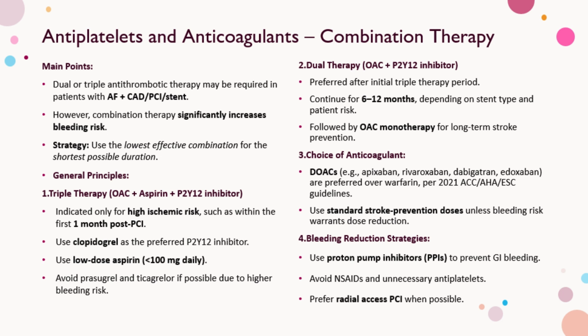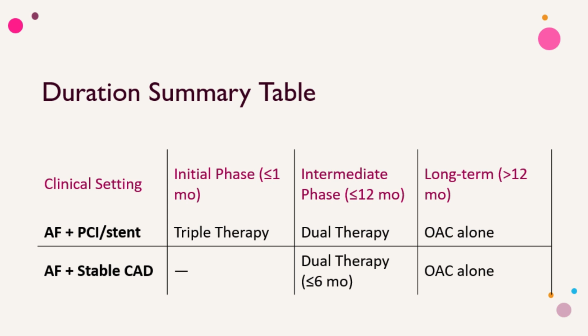The use of a DOAC is preferred over warfarin, as multiple trials have demonstrated reduced bleeding without compromising ischemic protection. Additional measures to minimize bleeding include prescribing proton pump inhibitors, avoiding nonsteroidal anti-inflammatory drugs, and preferring radial access PCI. Ultimately, the goal of combination therapy is to strike a careful balance, maximizing protection from both thrombosis and stroke, while minimizing the risk of bleeding.